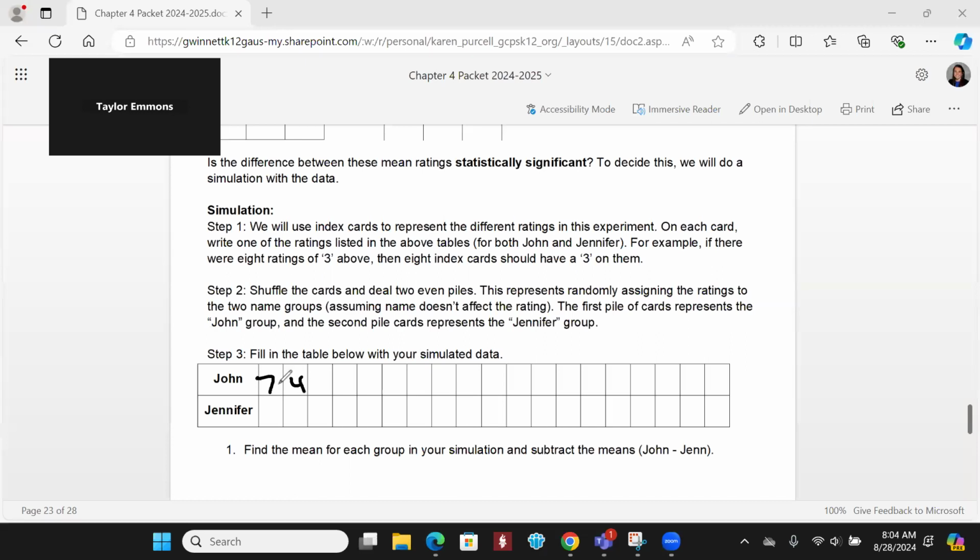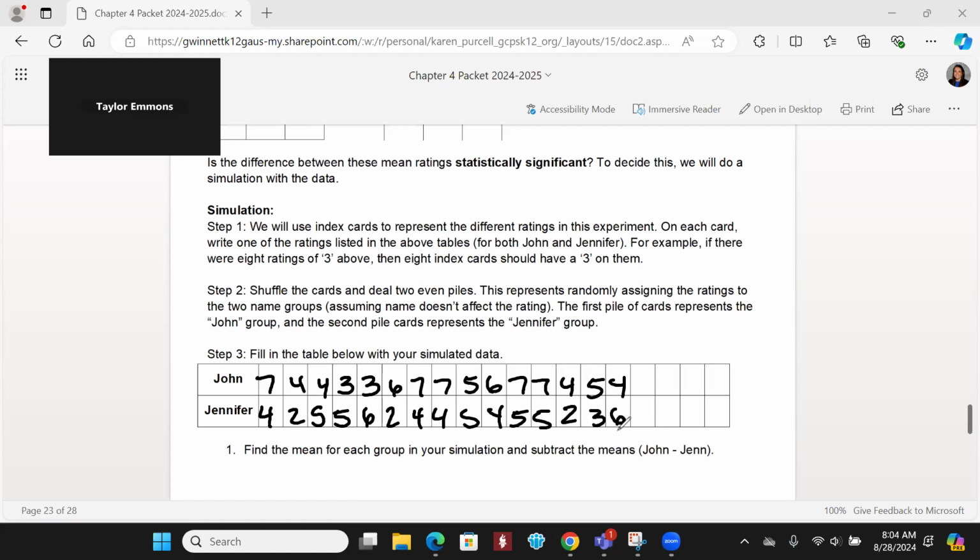This is after we've taken the ratings and sorted them into 2 groups, and now we're looking at that data. Okay, so 7, 4, 4, 3, 3, 6, 7, 7, 5, 6, 7, 7, 4, 5, 4. And on the next one, we're doing 4, 2, 5, 5, 6, 2, 4, 4, 5, 4, 5, 5, 2, 3, 6.